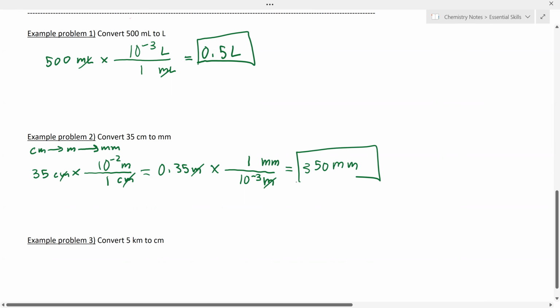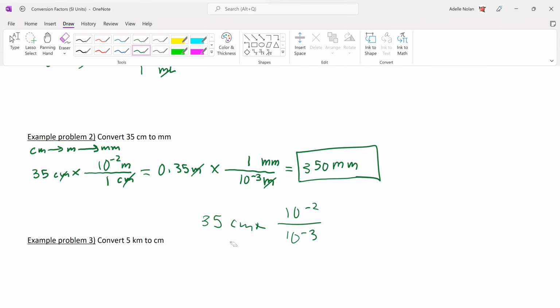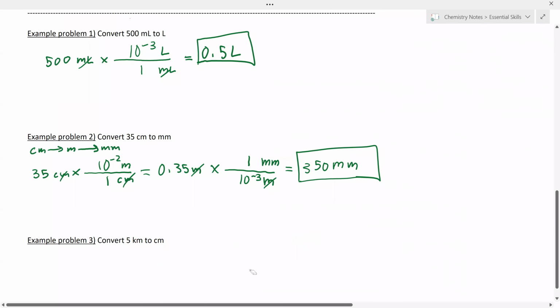And that's our answer, 350 millimeters. And so again, some people might combine that, where instead they would write, say, 35 centimeters times 10 to the -2 or 10 to the -3, combine that. But as I said, I haven't had much success with that. It's never come out right for me. So I don't do that.